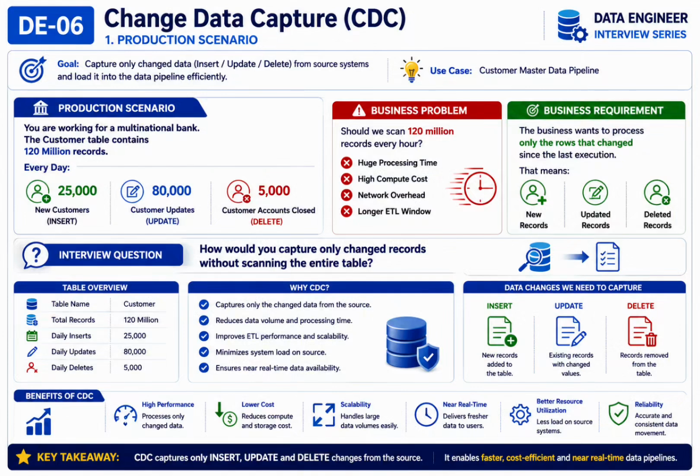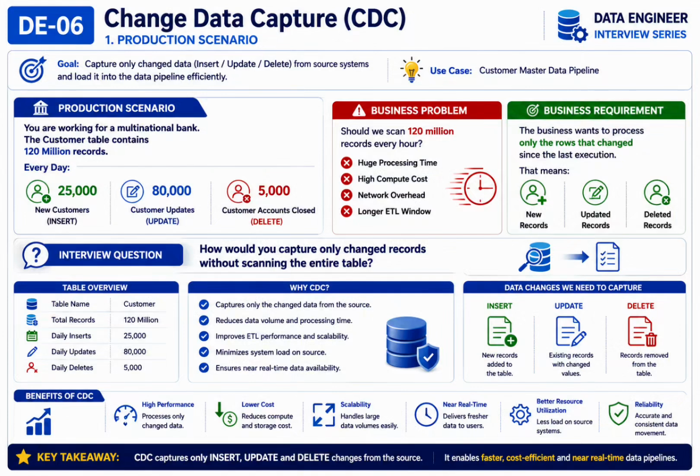Now imagine if every hour our ETL pipeline reads all 120 million records just to find those few changed records. That means unnecessary database scans, higher CPU usage, more memory consumption, network overhead, and longer ETL execution times. As the database grows, this approach becomes slower and more expensive.